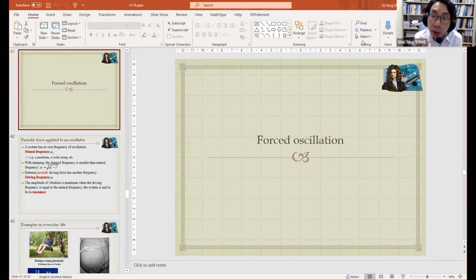But now we are going to study another very interesting phenomenon. We assume that there is an external force pushing the system, exerting on the system. That is called forced oscillation. There is an external force which inputs energy to the system, so as to maintain the oscillation. That is what we are going to discuss.